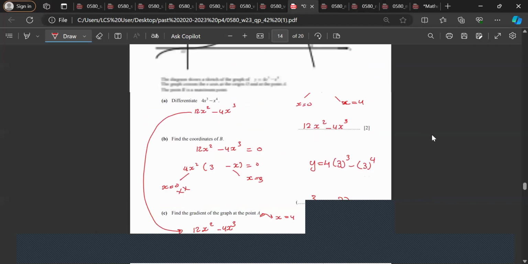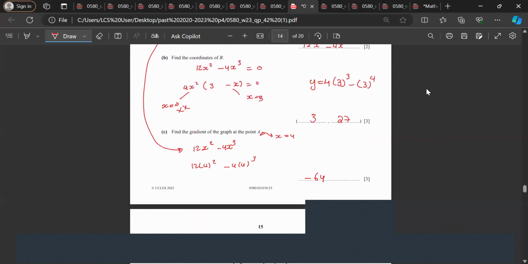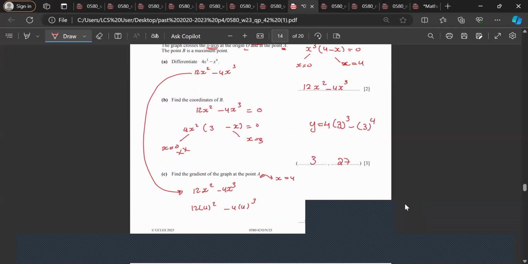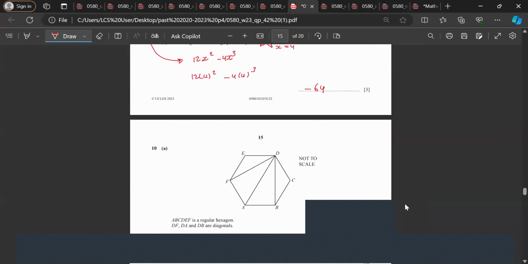It will be negative 64. Okay? And check your answer. Is this part negative or positive? It is negative. Okay? Any problem in this part? Okay.